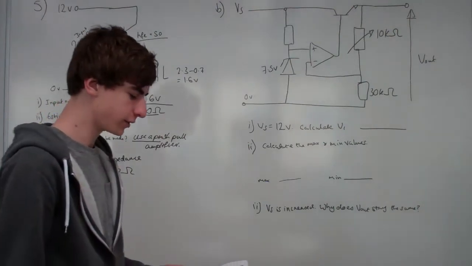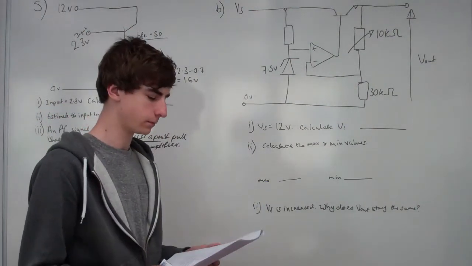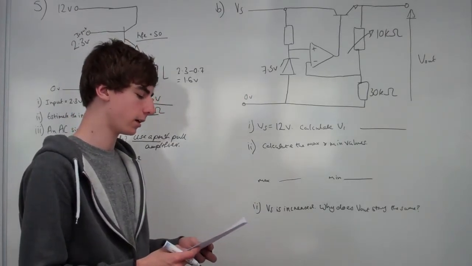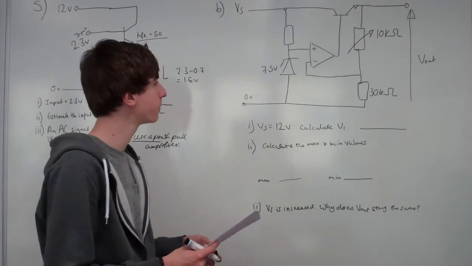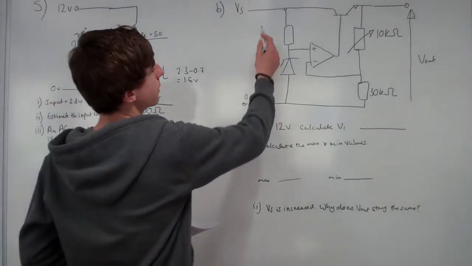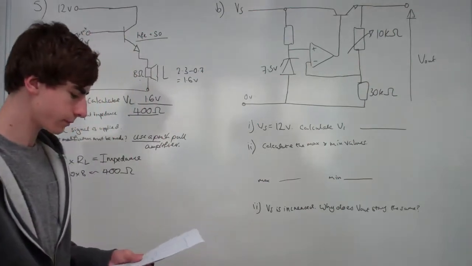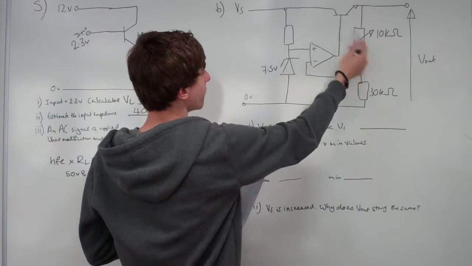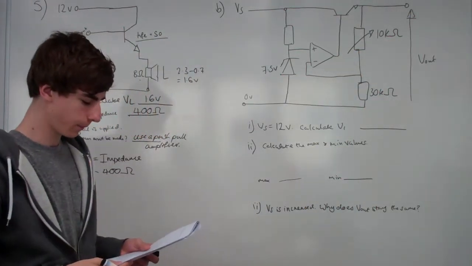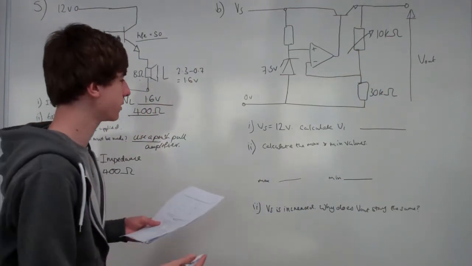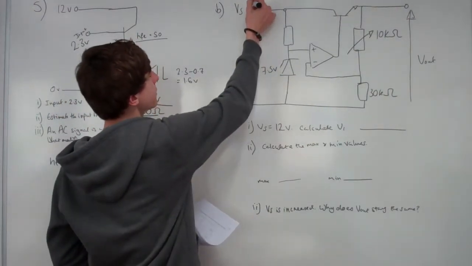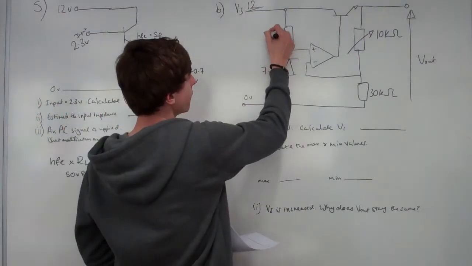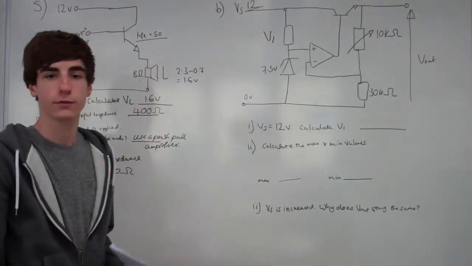Part B gives you another circuit diagram, and it says the circuit diagram here shows a voltage regulator which incorporates an emitter follower. So that's this whole arrangement here. And you can see you've got your emitter follower transistor going on here with a voltage divider here. The first part says the supply voltage, Vs, is 12 volts. Calculate the voltage V1, so that's the voltage dropped across the resistor.